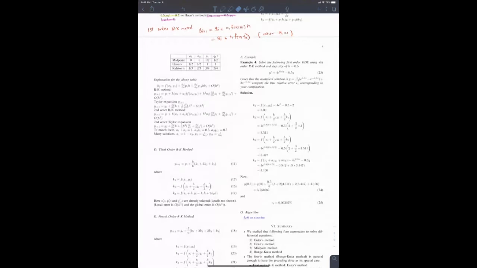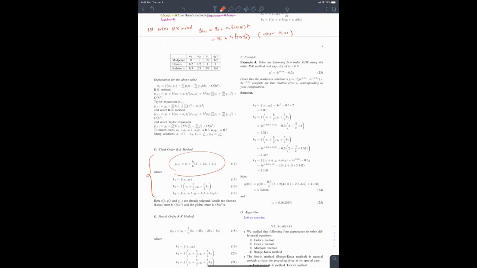For third order, the values were already selected here. This is for third order. We did some selection of values based on some reason. So at the end of the day, the third order Runge-Kutta equation comes to a very simple formula.